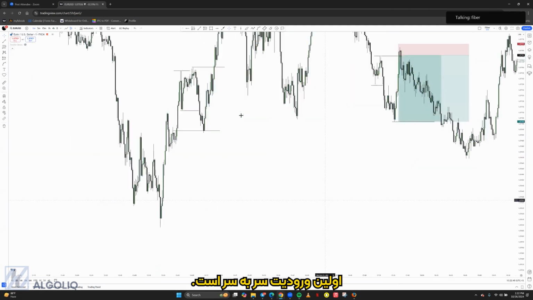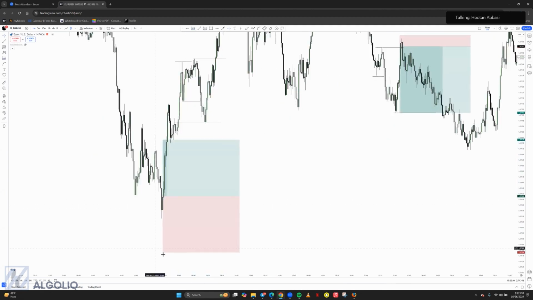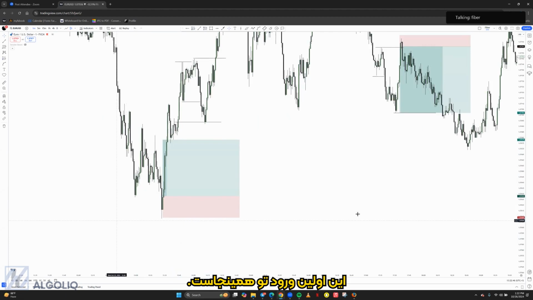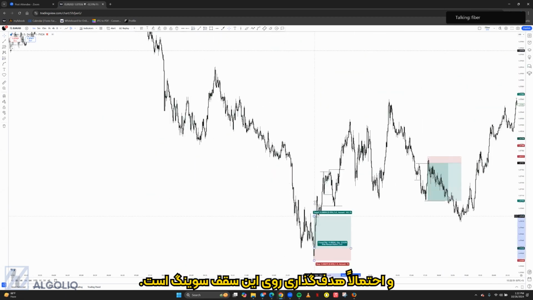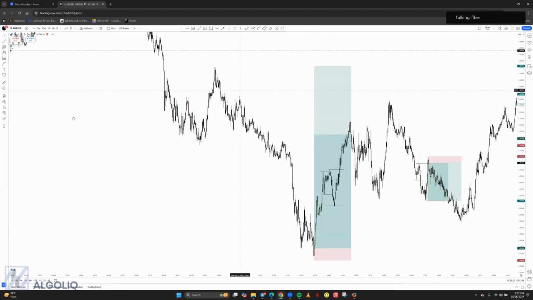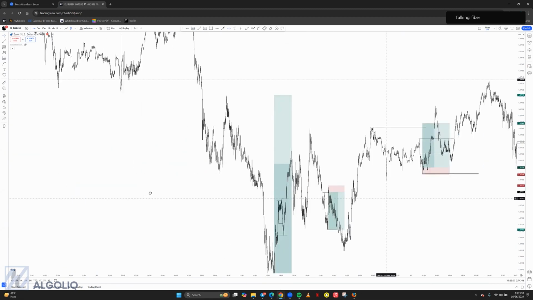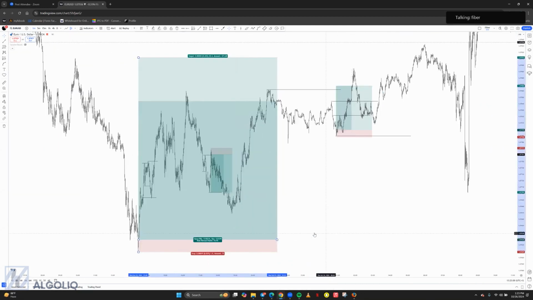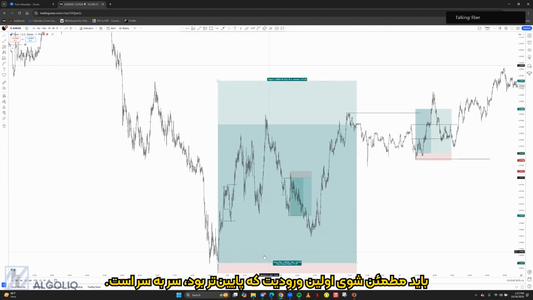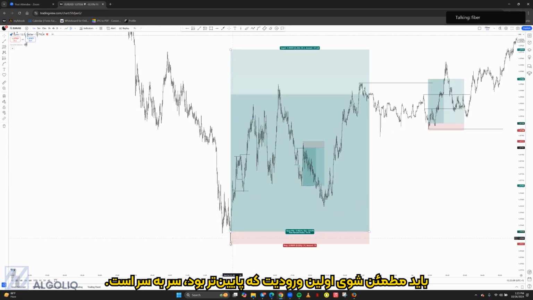Your first entry is at break-even. This is your entry right here. This is your first entry, and you're possibly targeting this high. For you to find the re-entry, you need to make sure your first entry that was down below must be at break-even.